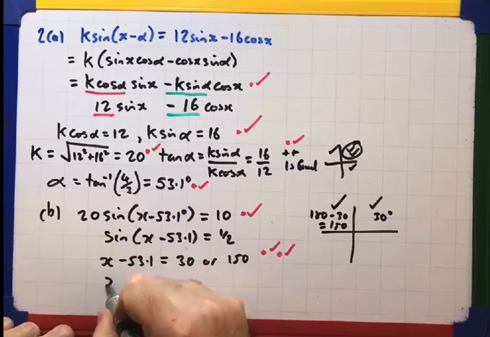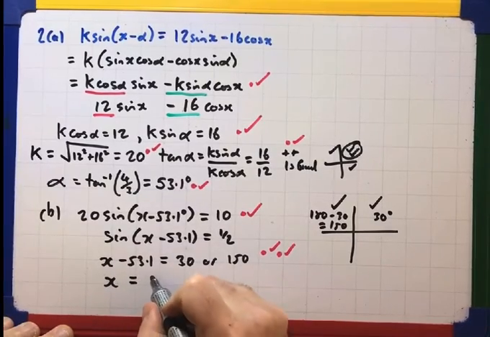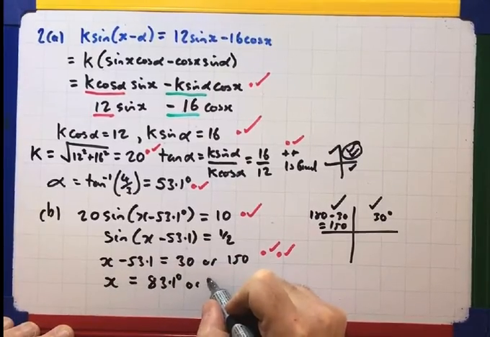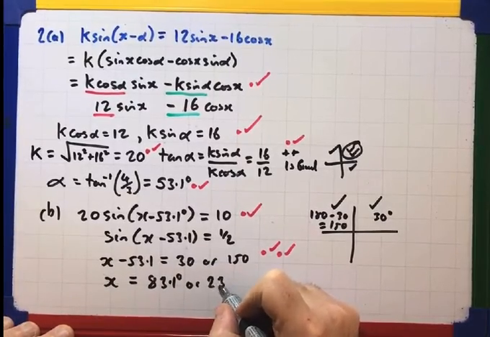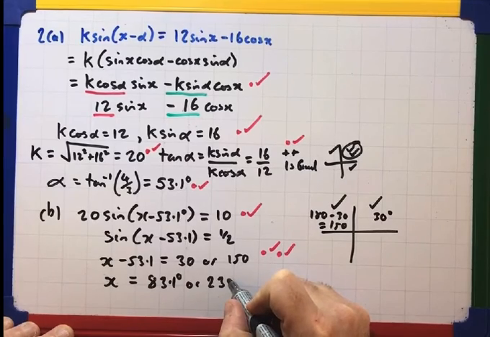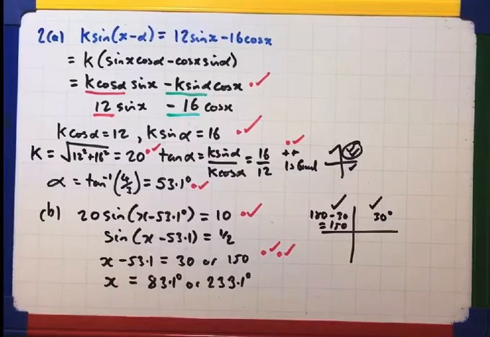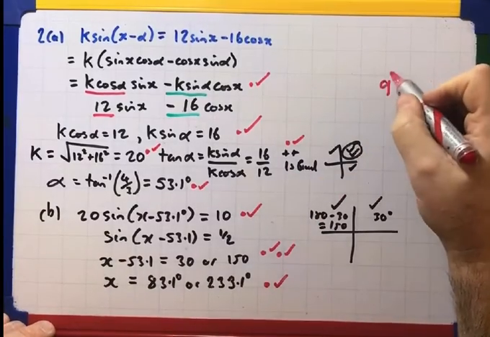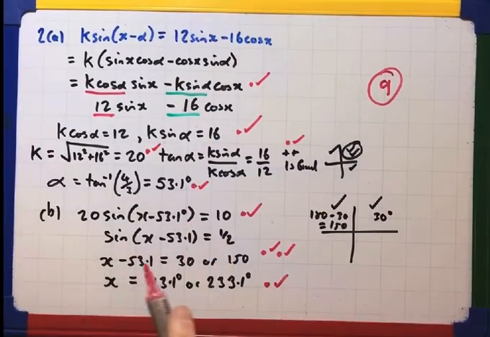Then you simply had to add on 53.1. So it gives you 83.1 degrees or 233.1 degrees. Okay, and 1 mark for doing that. So altogether this one is out of 9. Most of the marks are for sticking it in this form.